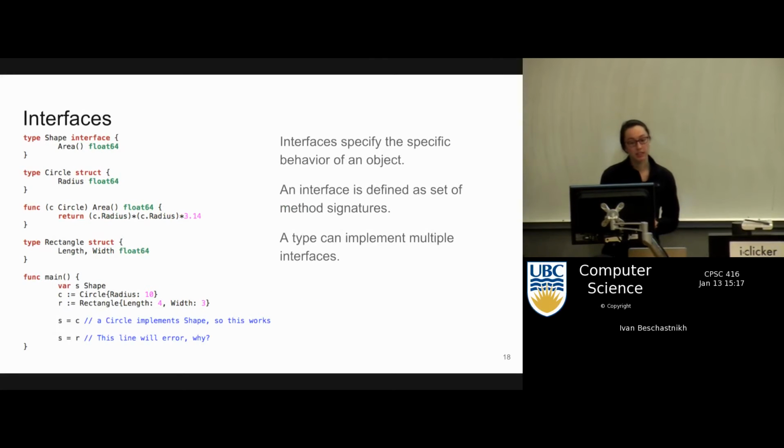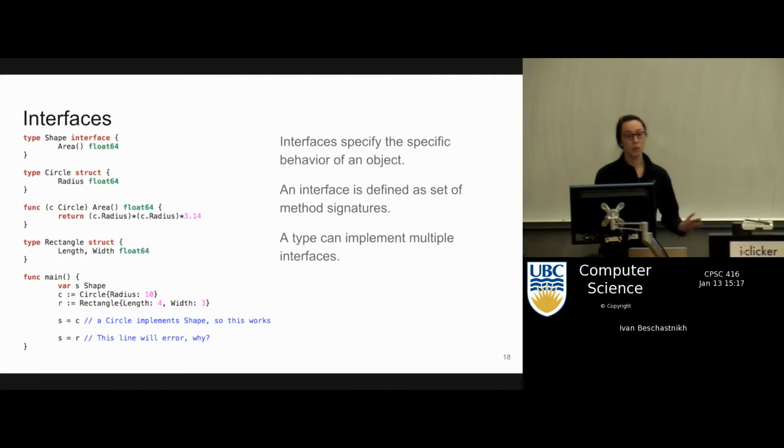So interfaces, again, are different. You don't explicitly attach a structure to an interface, but they do still specify the specific behavior, and they're defined as a set of method signatures. So in order to make a structure implement an interface, it just has to implement the methods of that interface.